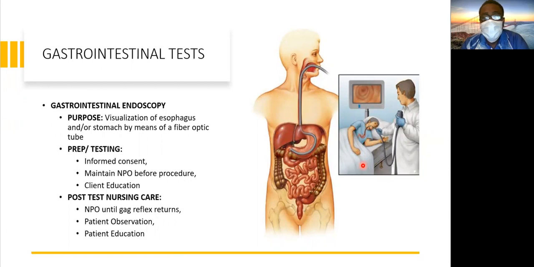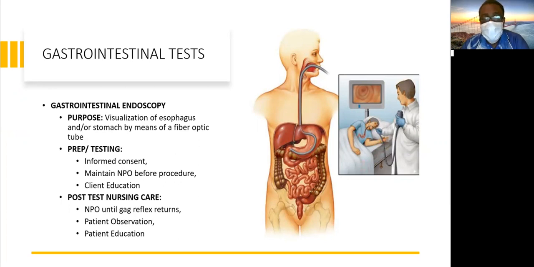Part of your preparation before the test, you want to verify that informed consent from the client has been obtained. You want to maintain nil per oral before the procedure, at least 8 hours. Again, you want to teach the client about numbness in the throat due to local anesthetics that is going to be applied to the posterior pharynx. This is usually applied using a spray or by gargle. So the numbness in the throat should be expected for this procedure.